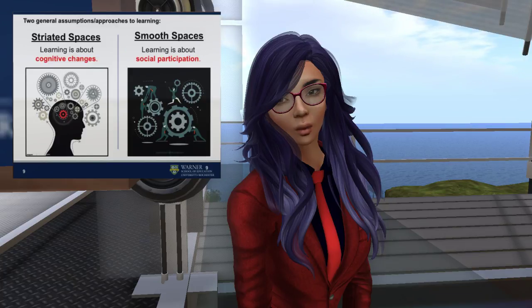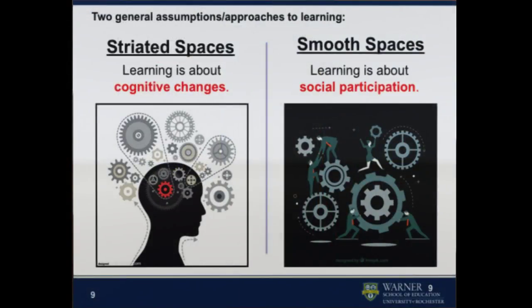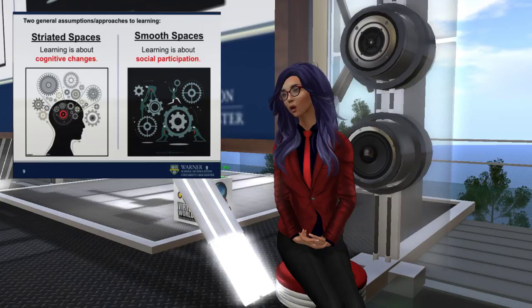Now, both perspectives have very different definitions for learning and assumptions for learning. In striated spaces, learning is measured and quantified based on the degree of cognitive change in a student. By cognitive change, I mean how much knowledge someone gains from taking a course or from learning something from a manual, for example. On the other hand, in smooth spaces, learning isn't measured. Instead, it's defined as participation. In other words, we learn in smooth spaces by being certain people who do certain things. The being, doing, and participating is considered as learning.